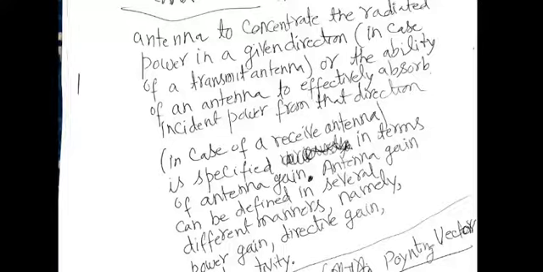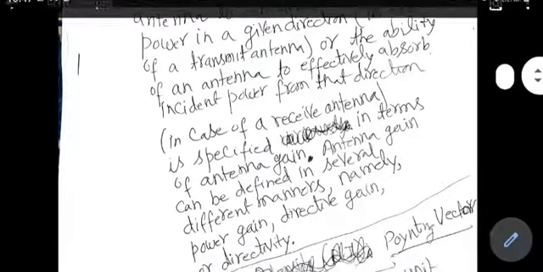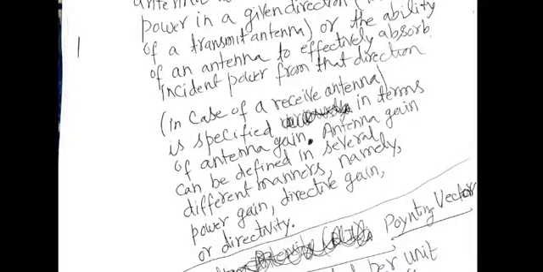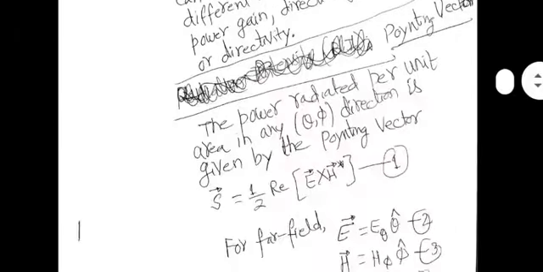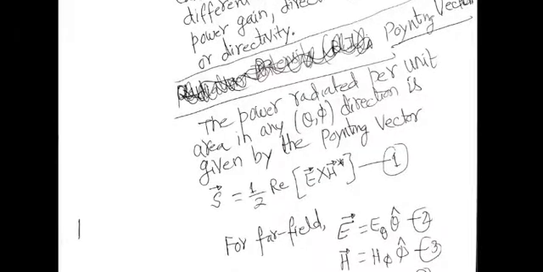Antenna gain can be defined in several different manners. We'll be defining it soon: power gain, directive gain, and directivity. Now the concept of solid angle comes in soon. But before that, let me summarize the Poynting vector once again.